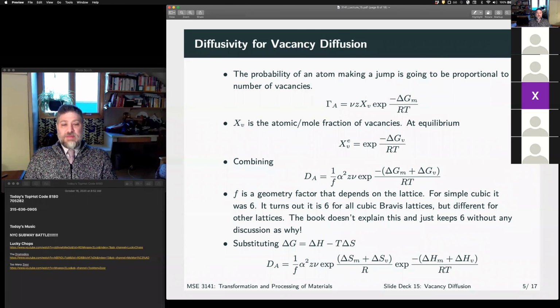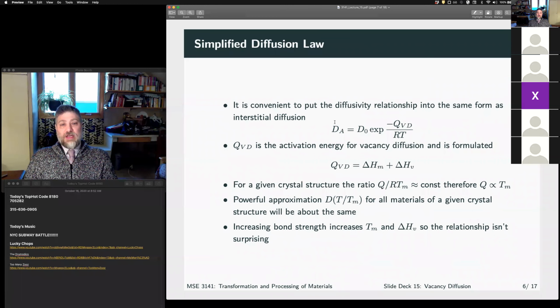And so this is going to be the overall. We separate it and move the entropy terms out, and we have just the enthalpy terms here. We do a little bit of rearranging and we end up with a form that looks exactly like what we had for interstitial. Our diffusivity is equal to some D naught, and then we have a term that's exponential with respect to some activation energy. And this activation energy is just the sum of the enthalpies.